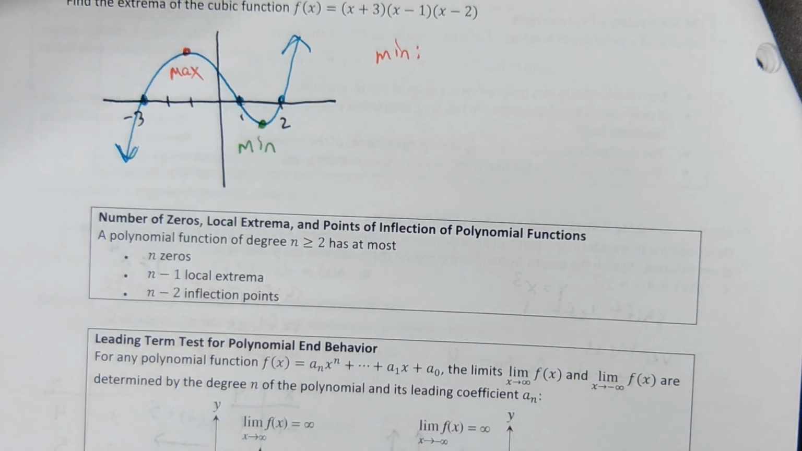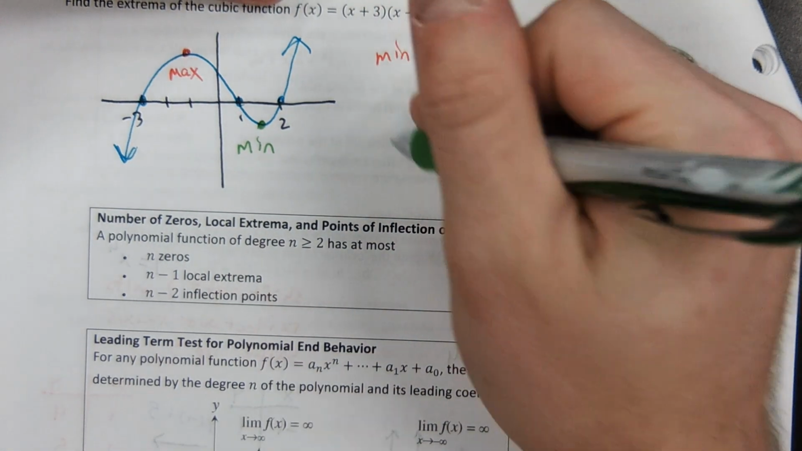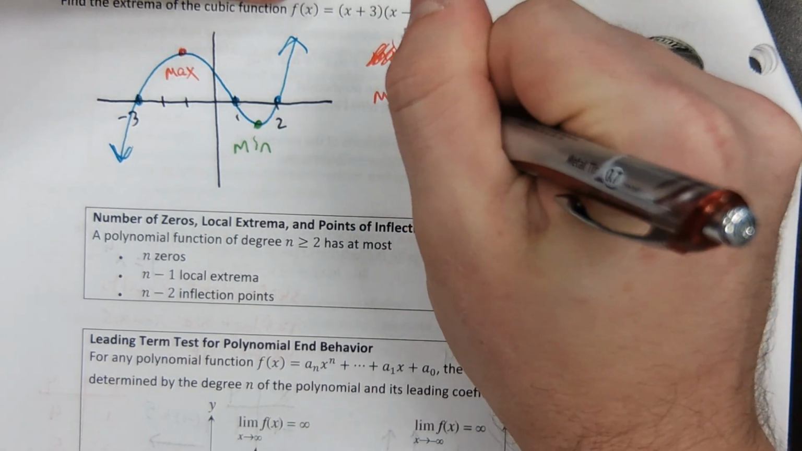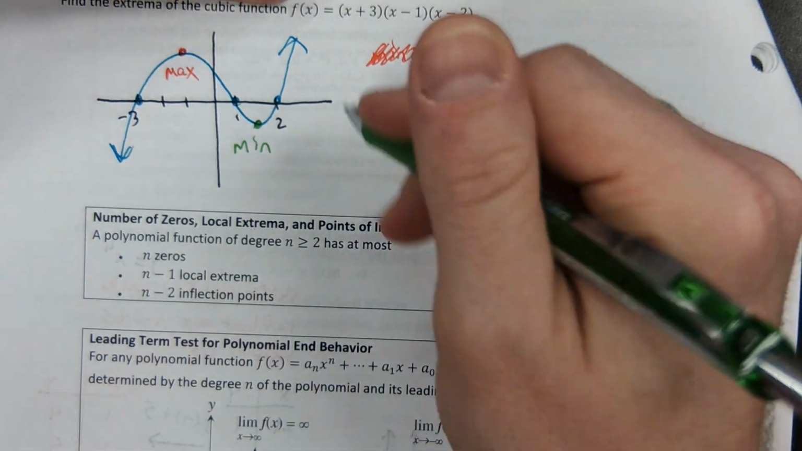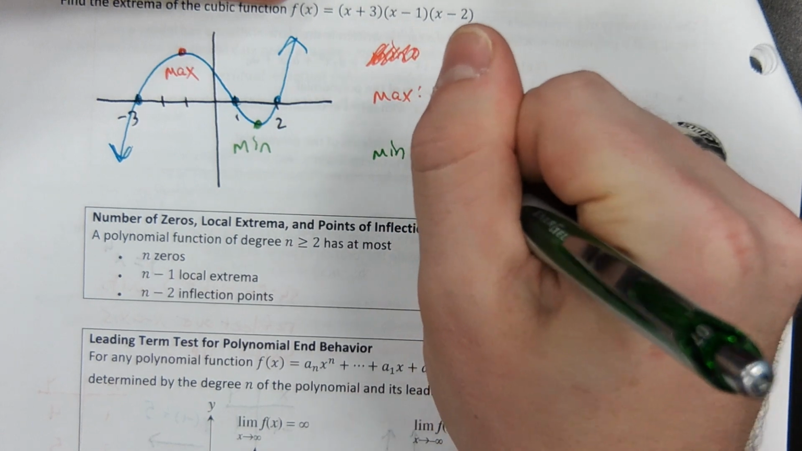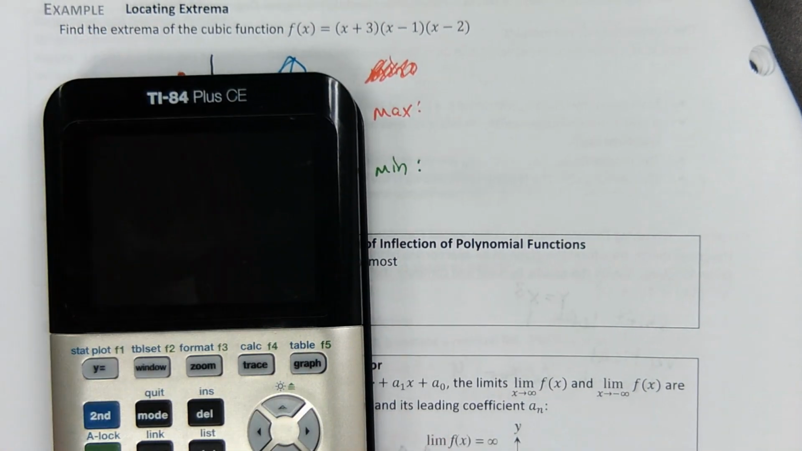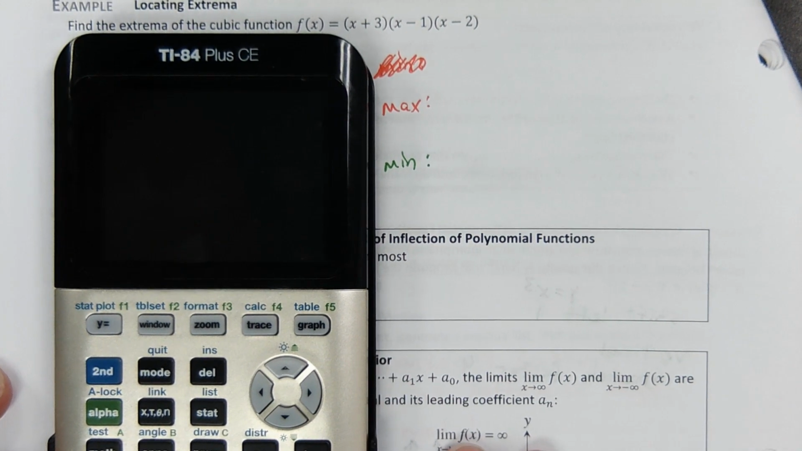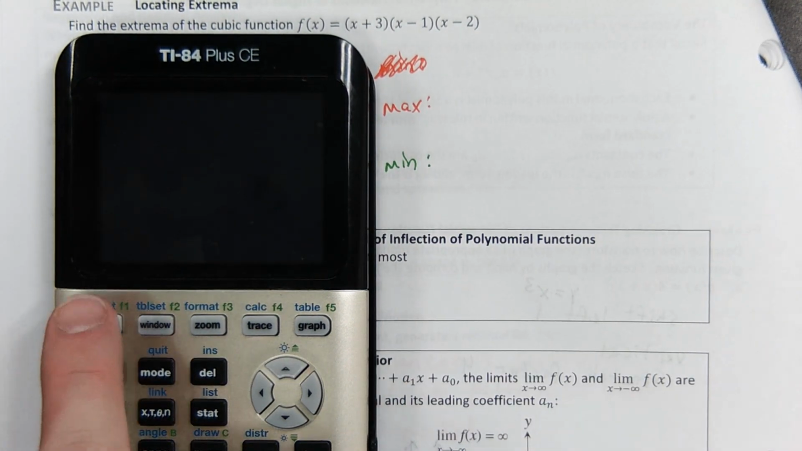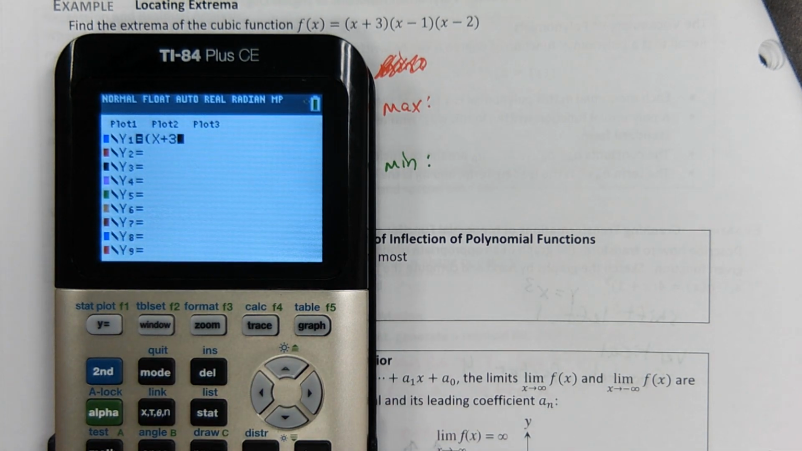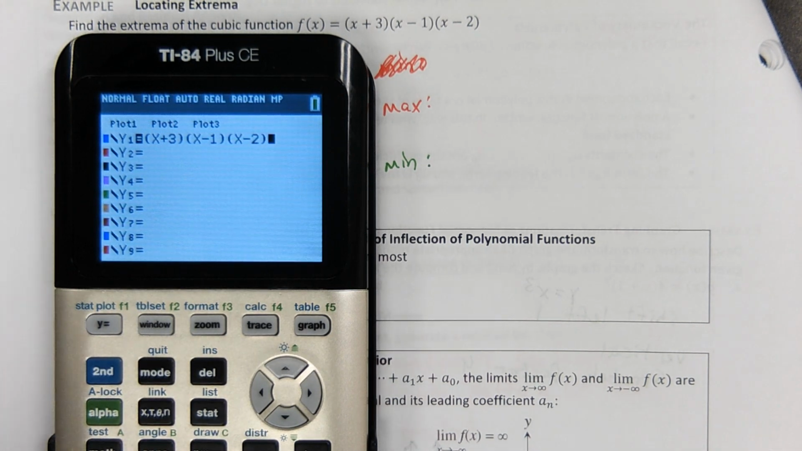This graph has one minimum. Wait, I switched my color. Hold on. Red is maximum. Sorry. My graph has one maximum. My graph has one minimum. We're going to get the xy coordinates of it. And I'm not going to distribute this thing out. I don't care what it is in standard form. I'm just going to type it the way I see it. So x plus 3, x minus 1, x minus 2, like that.